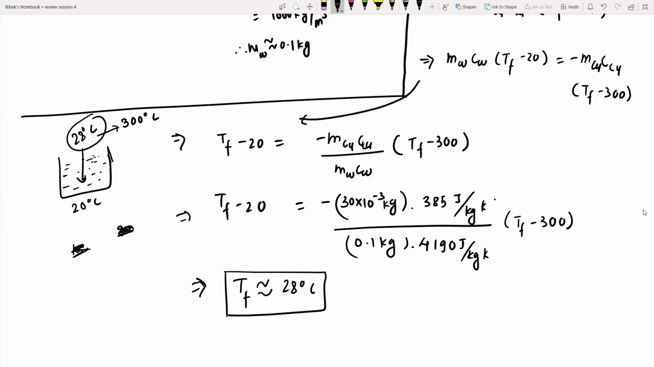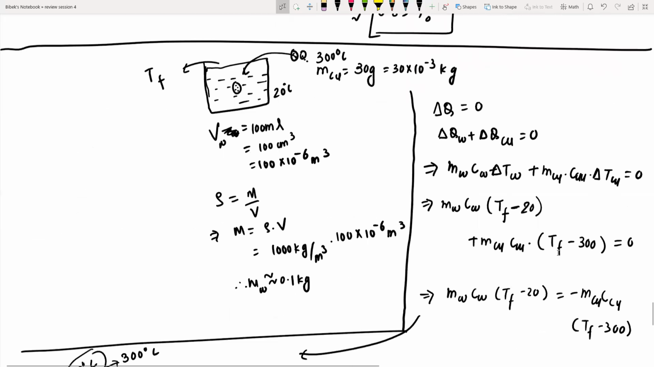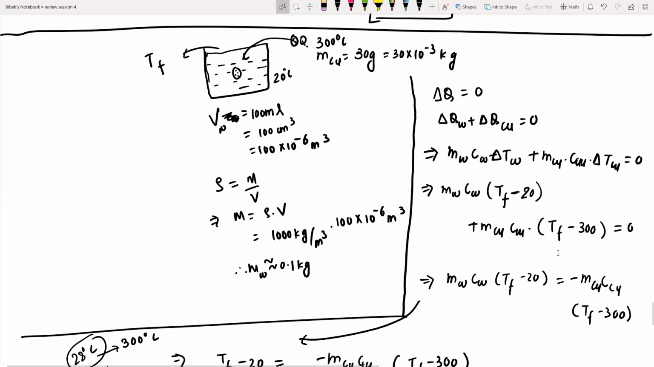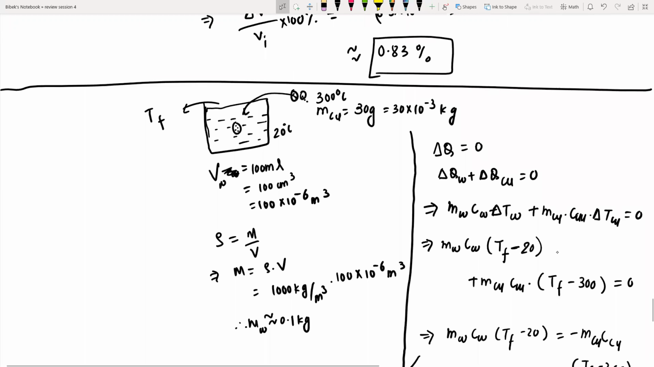Is there any question? Yeah, why did we not have to convert to Kelvin during the problem? So to be safe, I still recommend you convert everything into Kelvin. But whenever you are dealing with delta T, the change in temperature, your delta T in degrees centigrade will always be equal to delta T in Kelvin.